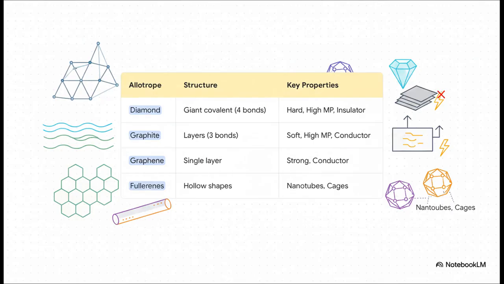All right, to wrap things up, here is your ultimate revision tool. This table neatly summarizes the structure and the properties that result from it for all 4 carbon allotropes you need to know. Understanding the link between that structure column and that key properties column is what is going to get you the marks in the exam.